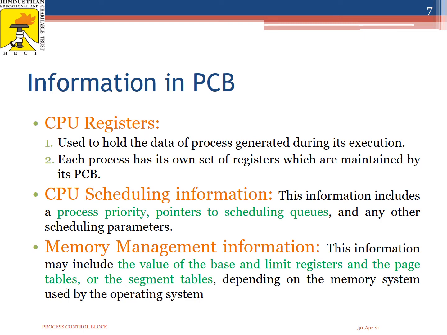The next one is memory management information that helps to protect a process from unwanted access in main memory. This field includes the value of the base register that stores the starting address of the process. Next, the value of the limit register that maintains the size of the process. Apart from that, this field maintains the starting address of the page table or segment table of the particular process based on the memory system used by the operating system.